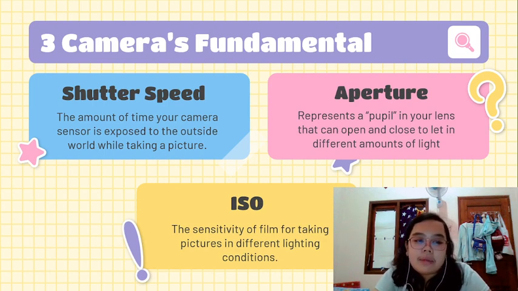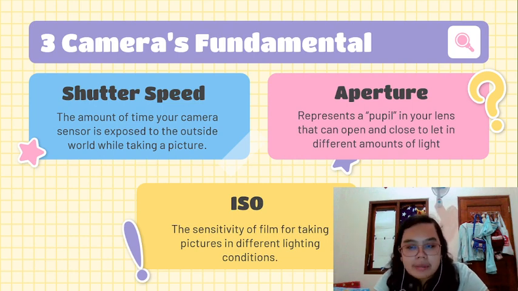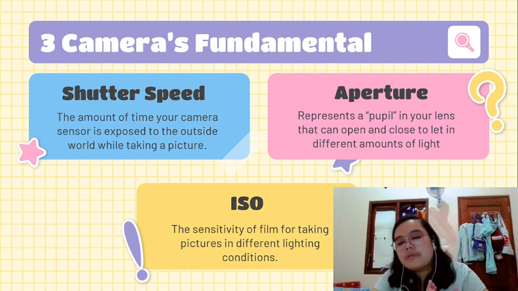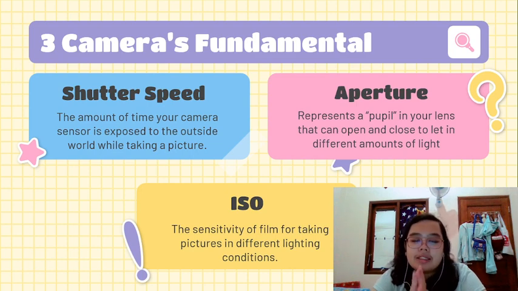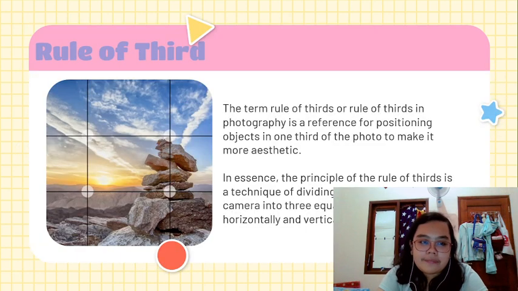Shutter speed is the amount of time your camera sensor is exposed to the outside world while taking a picture. The second one is aperture. Aperture represents a pupil in your lens that can open and close to let in different amounts of light. And the last is ISO. ISO is the sensitivity of film for taking pictures in different lighting conditions.